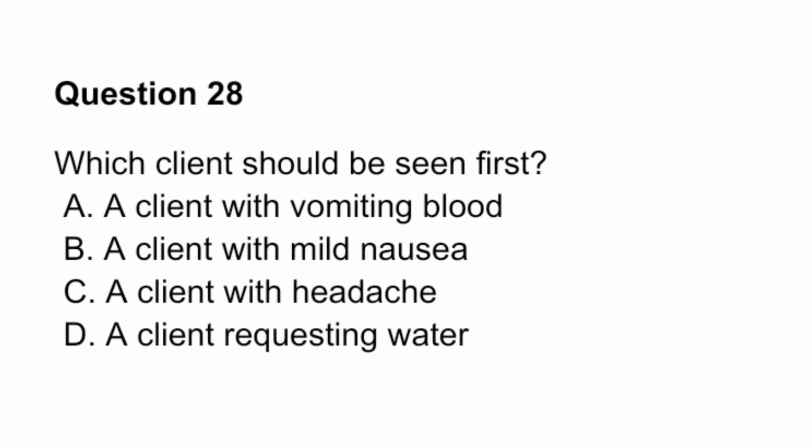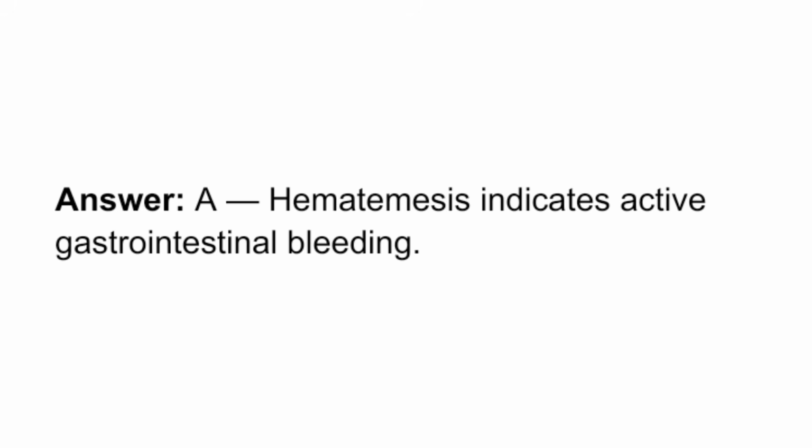Question 28. Which client should be seen first? A. A client with vomiting blood. B. A client with mild nausea. C. A client with headache. D. A client requesting water. Answer A. Hematemesis indicates active gastrointestinal bleeding.